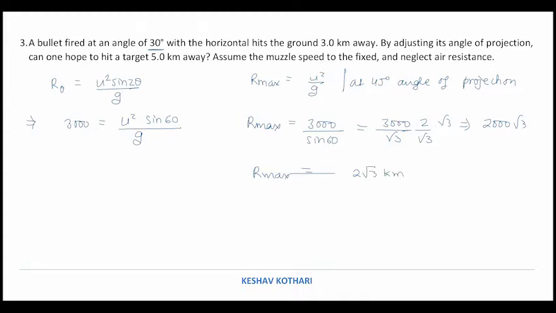So if we calculate this value, we obtain something equal to 3.464 kilometer. Now this is lesser than 5 kilometers, so we can say that this is not possible. So we say this is not possible to attain.